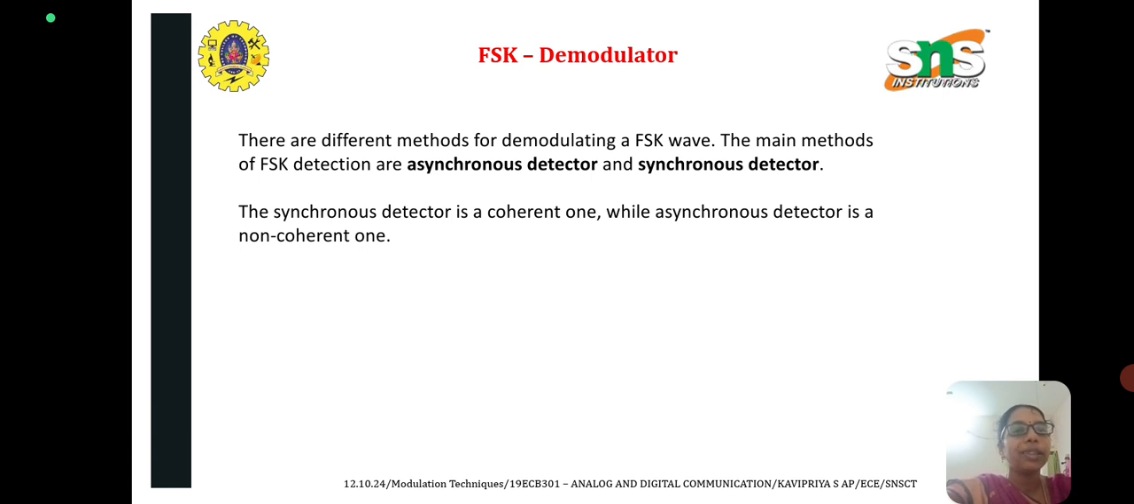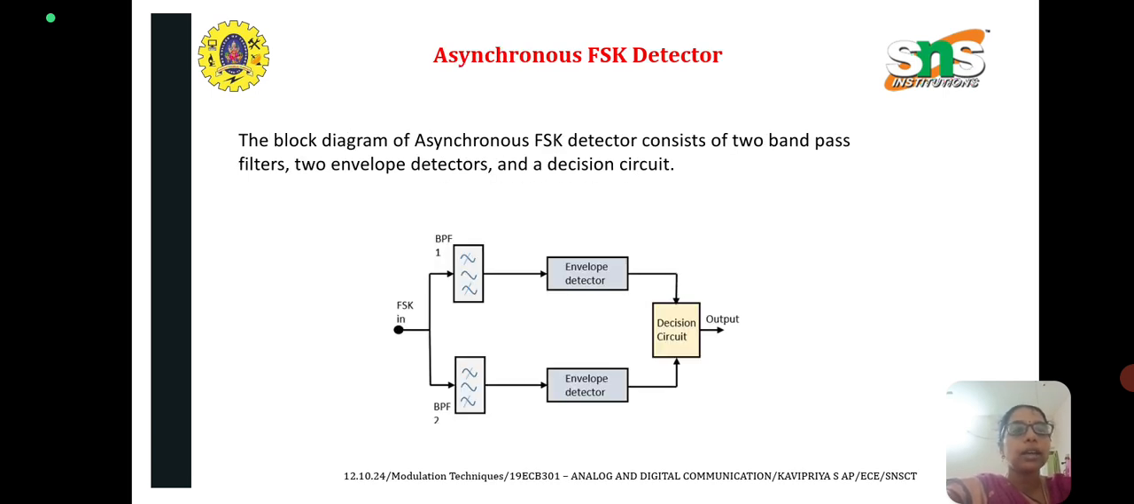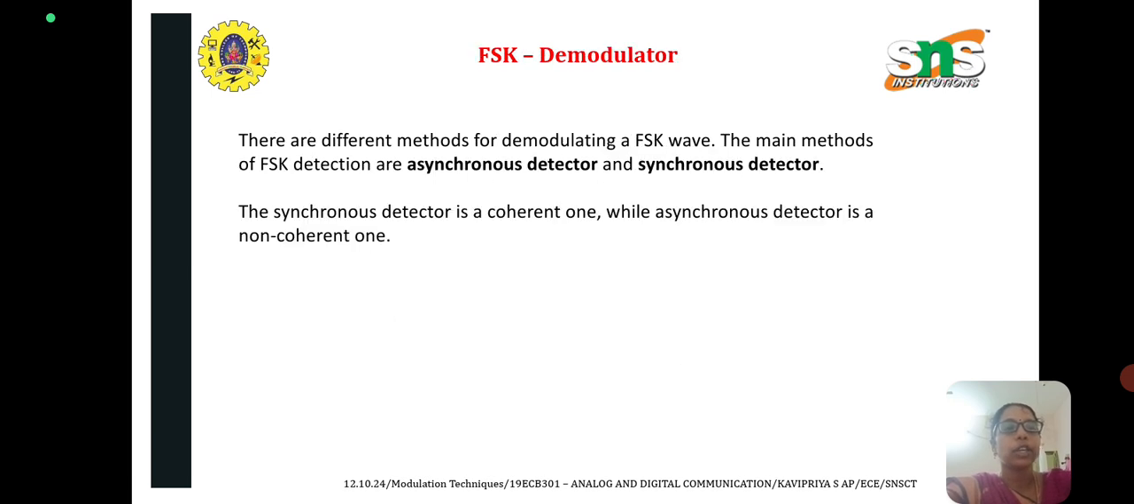The main two methods of FSK detection are the asynchronous detector and the synchronous detector. The synchronous detector is a coherent one, while the asynchronous detector is a non-coherent one. Next is the asynchronous FSK detector. It has two band pass filters, an envelope detector, and a decision circuit.